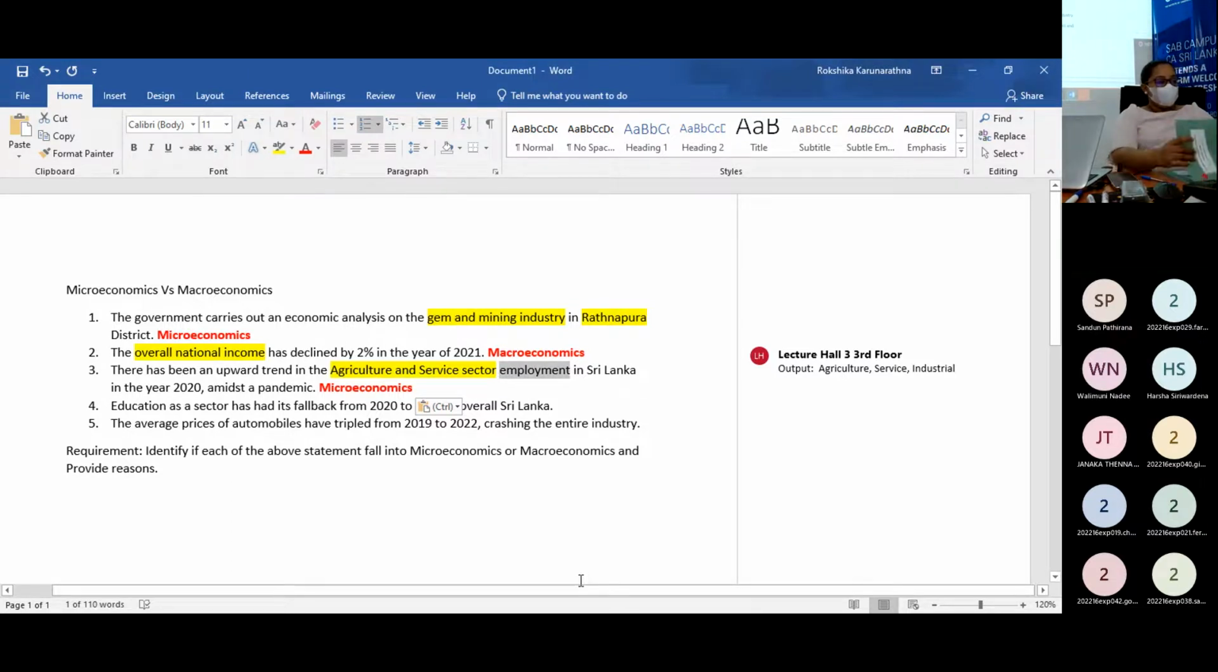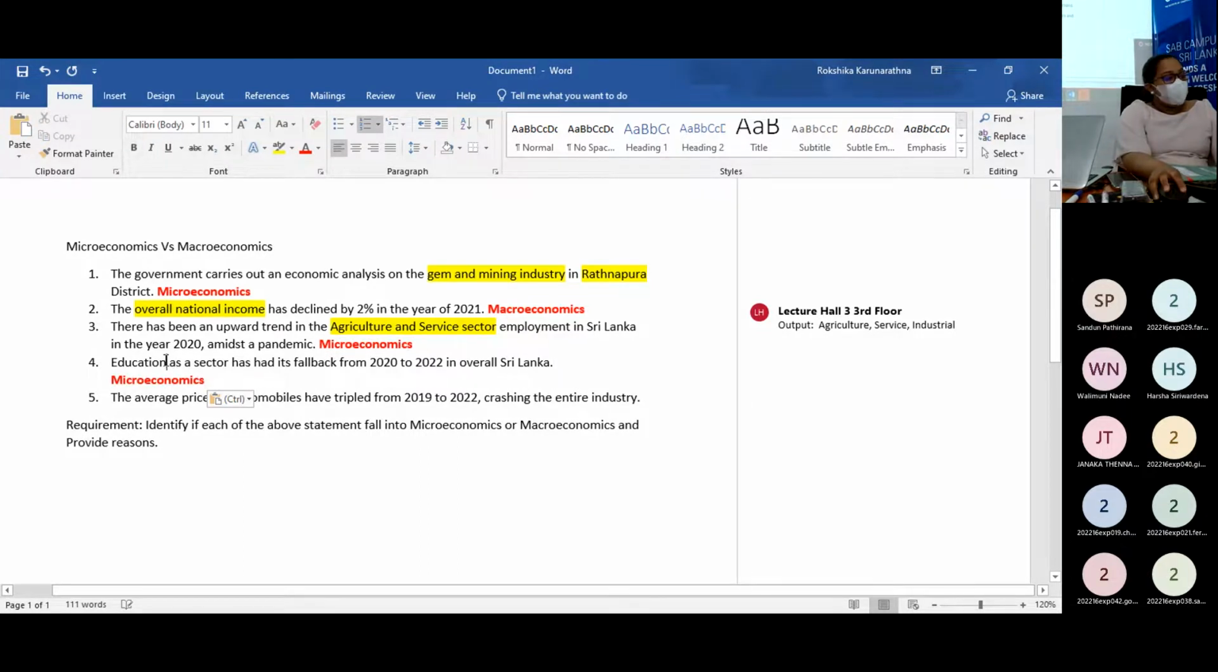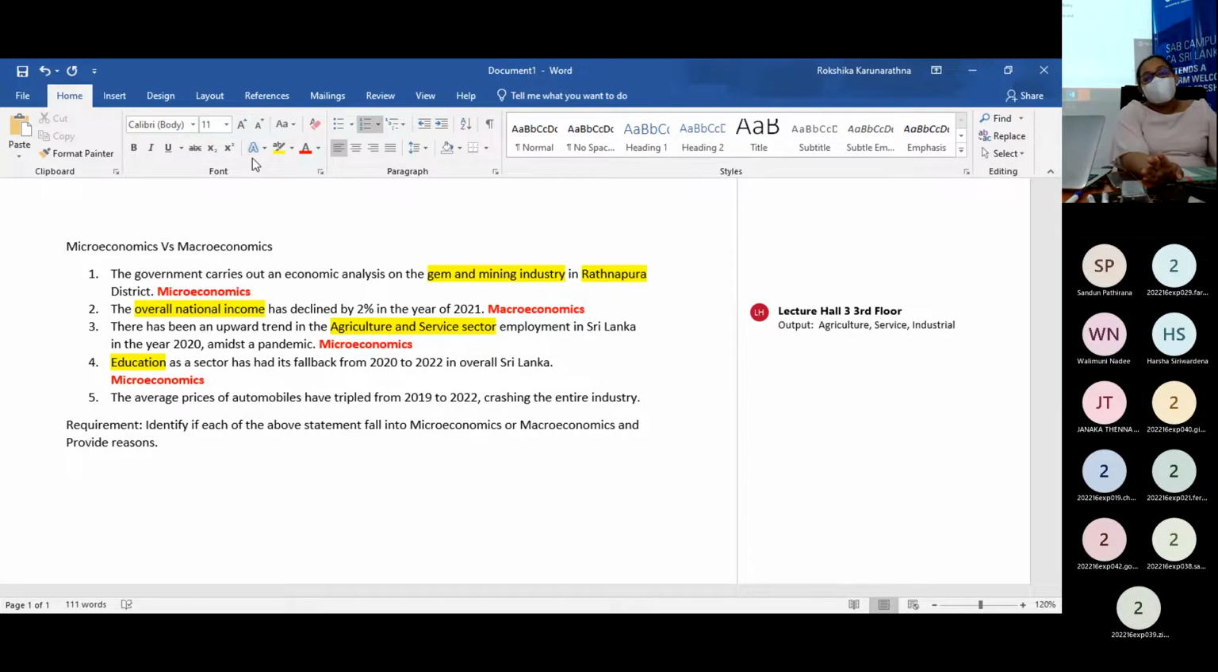Then do we have with us Fauzan? Yes, Fauzan. Yes, read out the statement. Education as a sector has had its fallback from 2020. Yes. From 2022 crash. Overall figure. Yeah. What is the key word here? Education as a sector. Yeah. Education. Only education. There is no health care, right? There is no other segments. Education, if you consider as a service, it's only one part of the service sector.